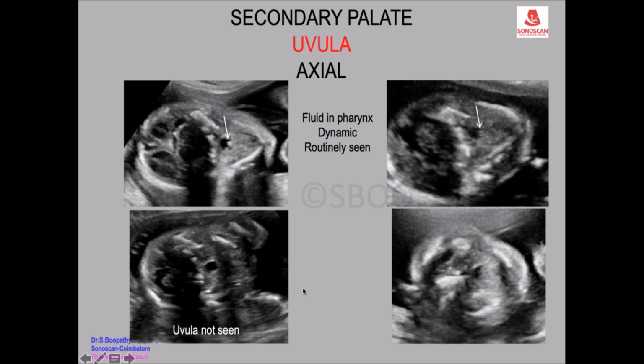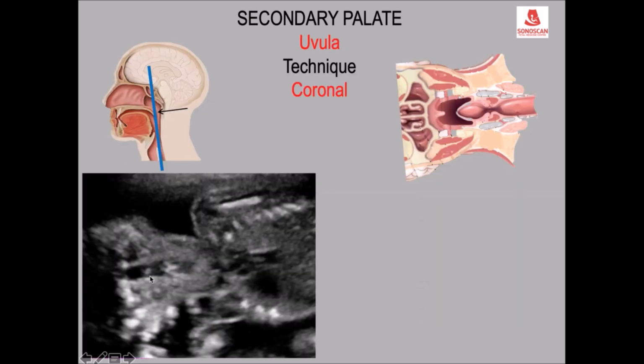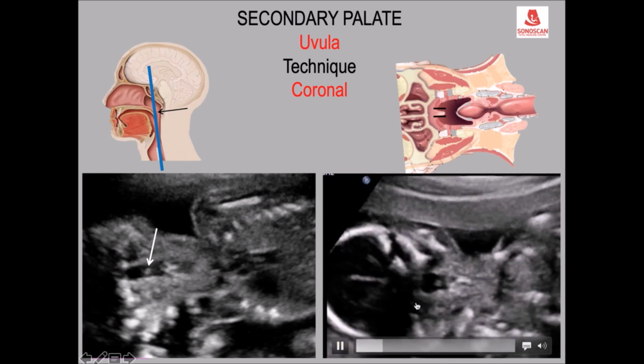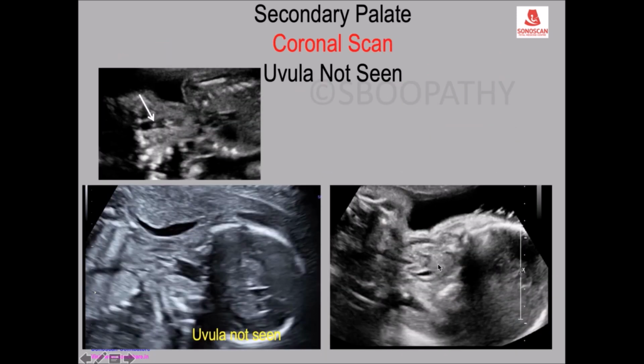And here you see the partially fluid filled nasopharynx, but you see some soft tissue filling the nasopharynx. That means you see again the equal sign that indicates there is uvula, and you see the technique. This is the coronal scan, but instead it is filled with soft tissue, that is the tongue, so that is glossoptosis.